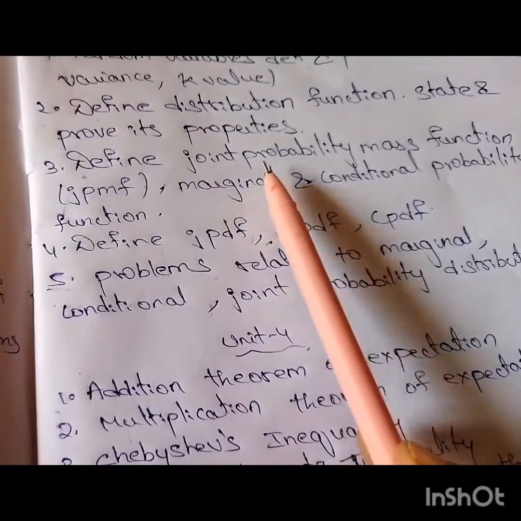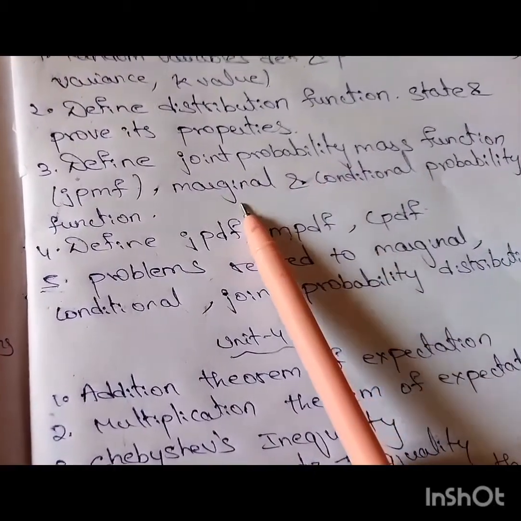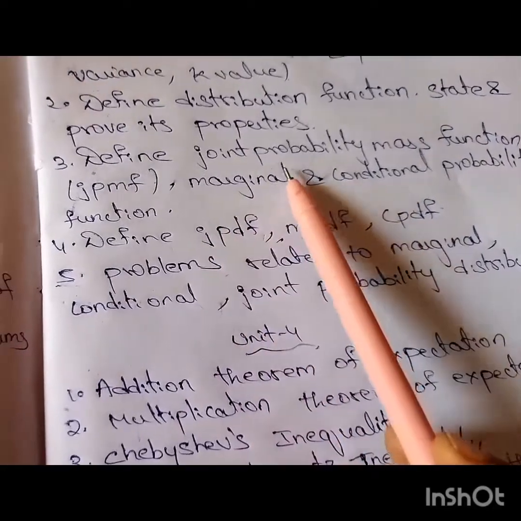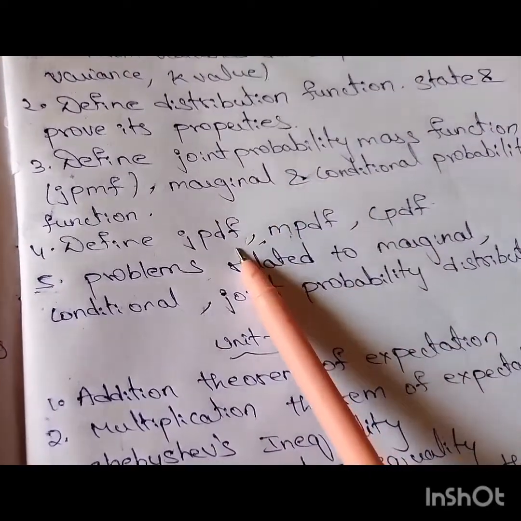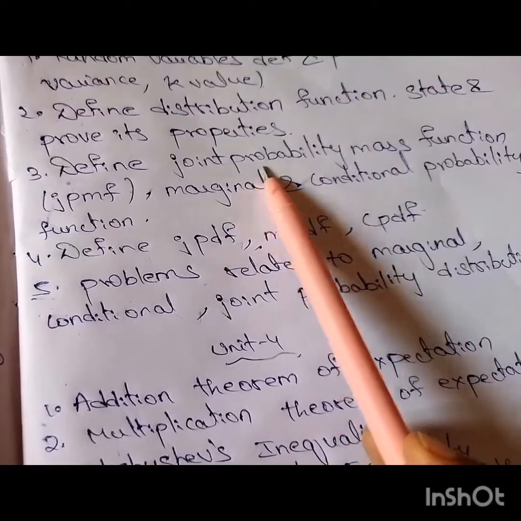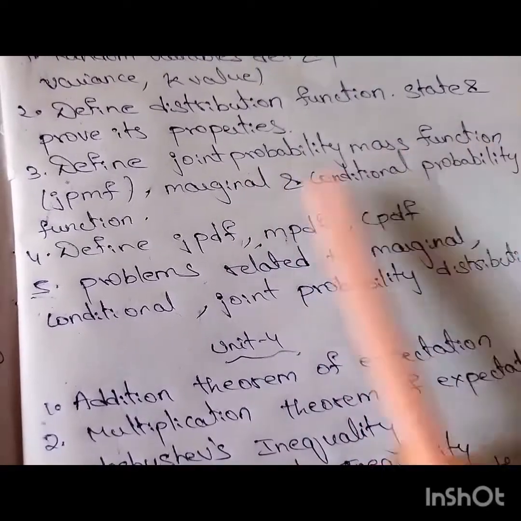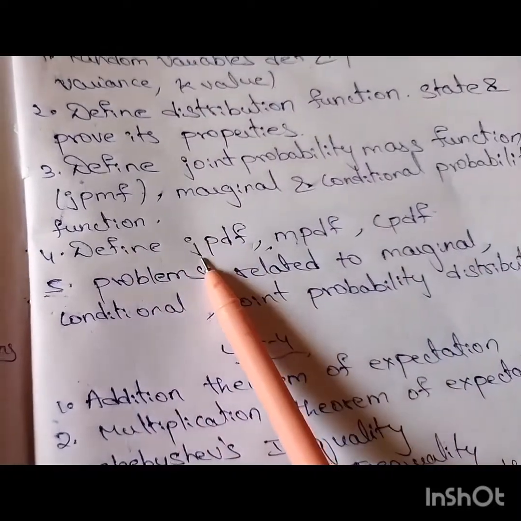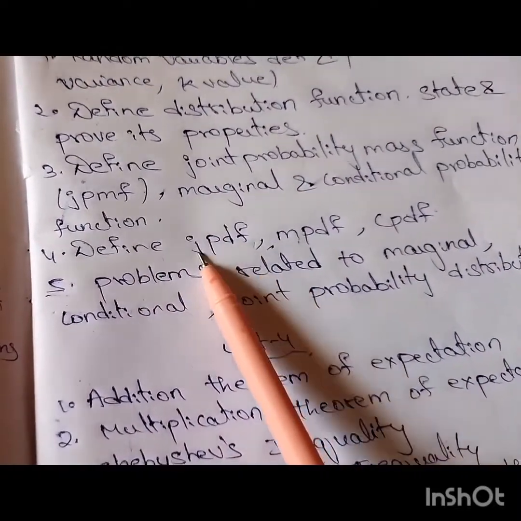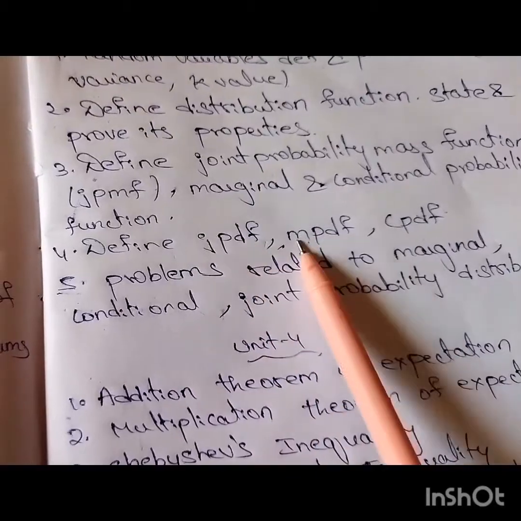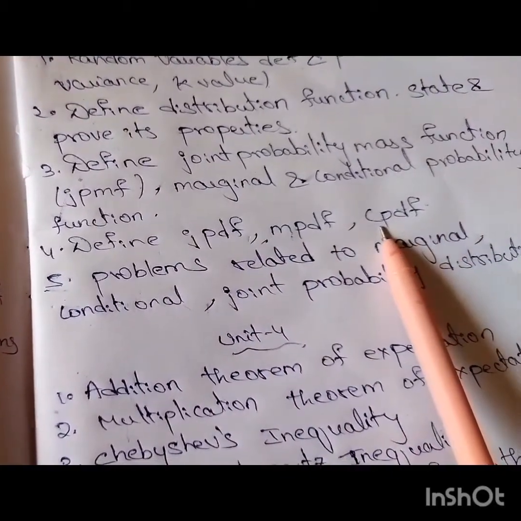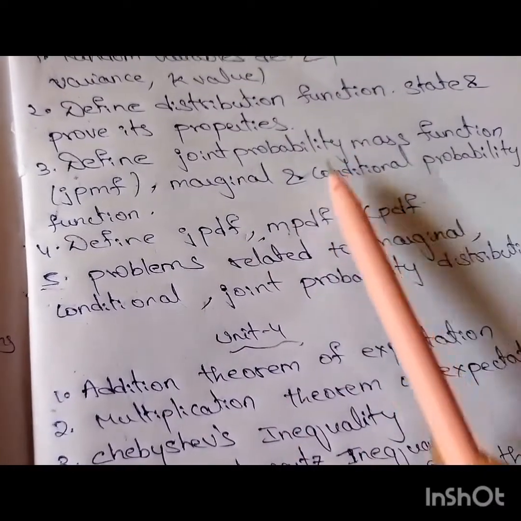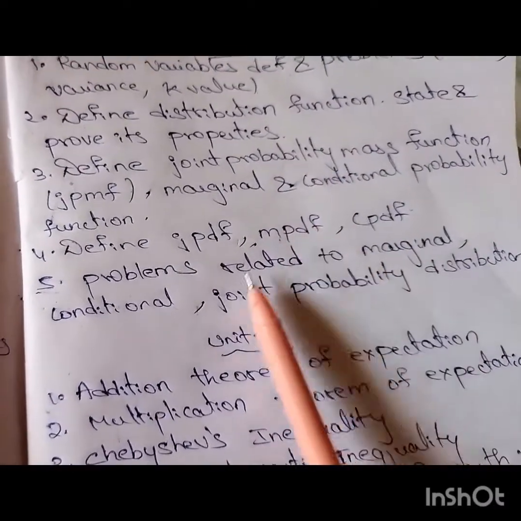Next we are having the joint probability functions, marginal probability and conditional probability functions. So here you will have 2 types. First, under the discrete case you will have joint probability mass function, marginal and conditional probability functions. But coming to the continuous case, you will have joint probability density function, marginal probability density function and conditional probability density function. So go through the definitions also, you may expect them for short.